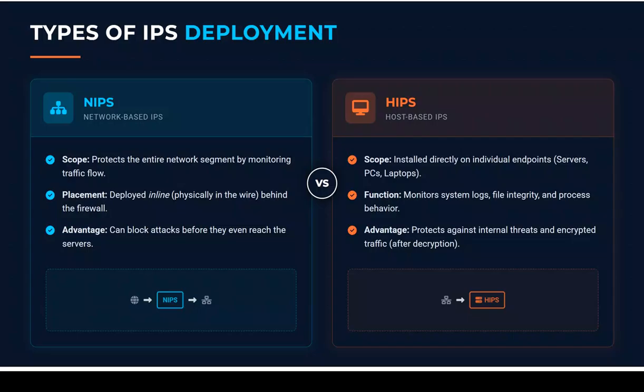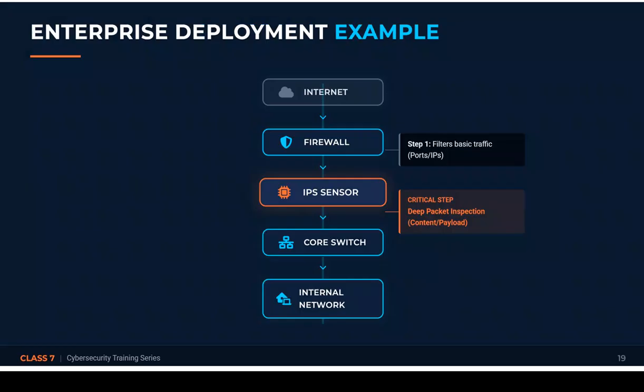Types of IPS. There are two main types, network based IPS and host based IPS. Network based IPS protects the entire network. A host based IPS is installed on an individual system. In real companies, IPS is placed after the firewall. The firewall removes basic unwanted traffic. IPS deeply inspects allowed traffic.